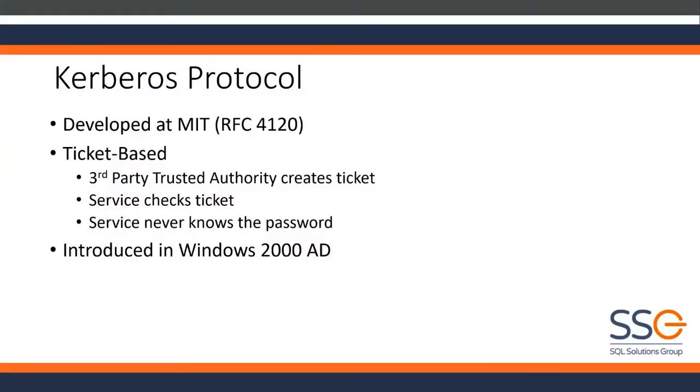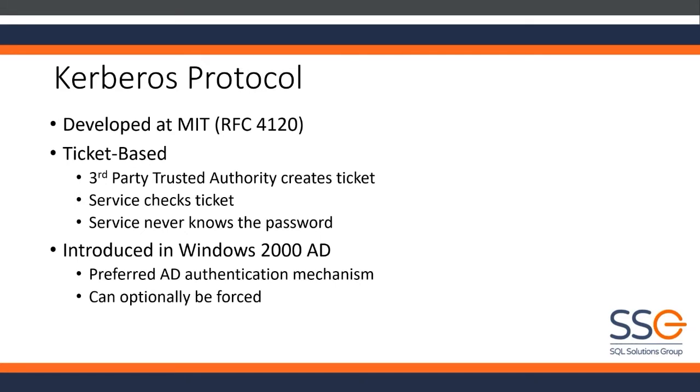All right. In Windows 2000 Active Directory, which is really when Active Directory as we know it came to be, Kerberos was implemented as the preferred authentication mechanism. There is another authentication mechanism called NT LAN Manager that is very, very legacy that it will fall back to if it cannot use Kerberos, but Kerberos is preferred. There is a way that it actually can be forced in Active Directory that we say we have to use Kerberos.